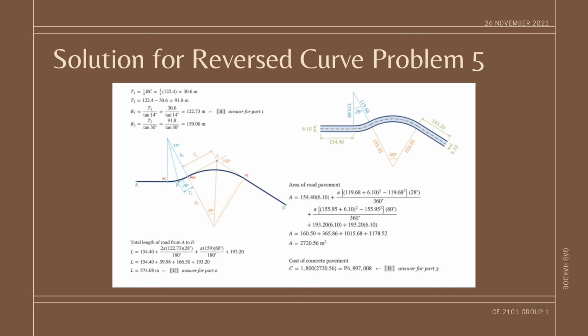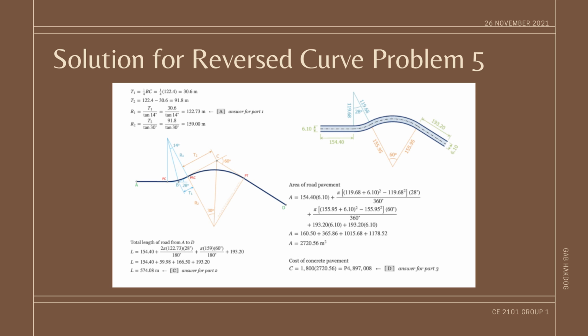Okay, as you can see here, we already simplified the equation. So we have here L is equal to 154.40, plus 59.98 meters plus 166.50 meters plus 193.20. So the total length between A to D is 574.08 meters.